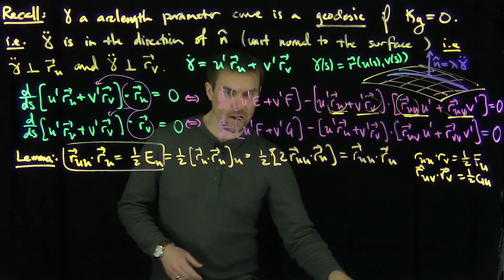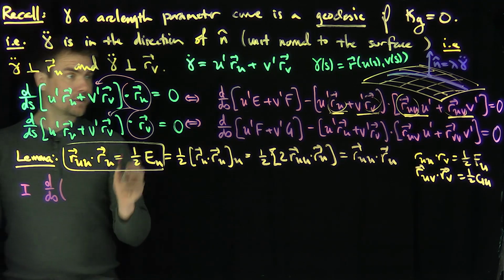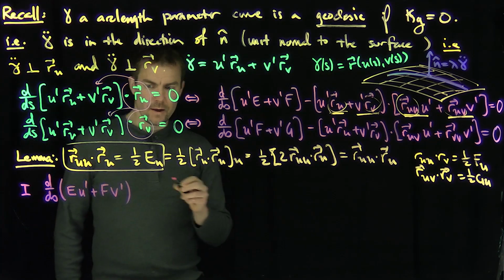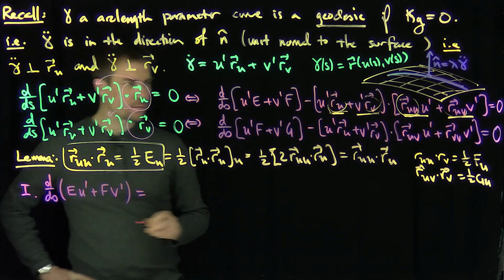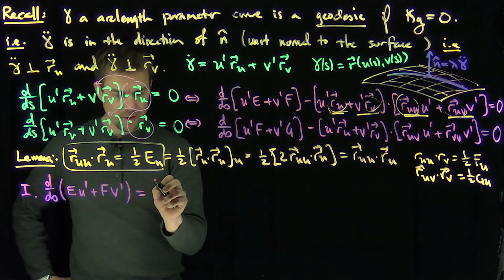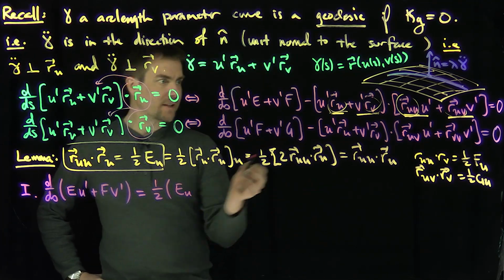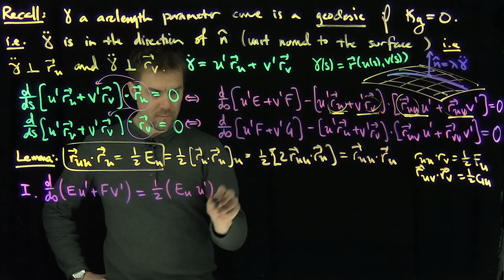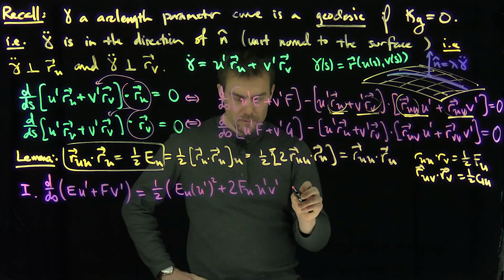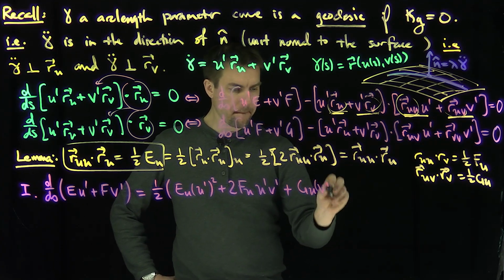So the first geodesic equation, call it equation 1, is d by ds of E u prime plus F v prime, and that is going to be equal to, I'm going to throw those on the other side, and I'm going to have a 1/2 in front of everything over here. And then we have an E_u, and that's going to be u prime squared. I'm going to have 2 F_u's, u prime, v prime, and finally a plus G_u, v prime squared.